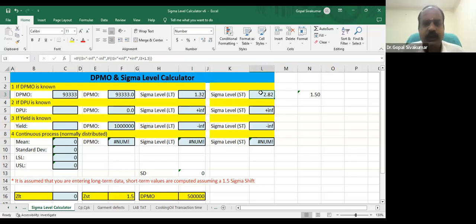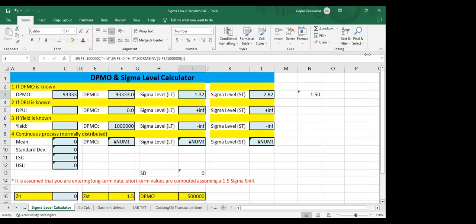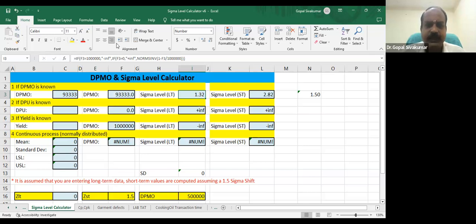How to derive the short term or long term? If you calculate one, the other can be calculated immediately. Which one will be higher? Which will be better in terms of performance, short term or long term? Short term. So always your short term sigma level will be higher than the long term. You can see that here. 1.32. When I add 1.5 to 1.32, I get 2.82.